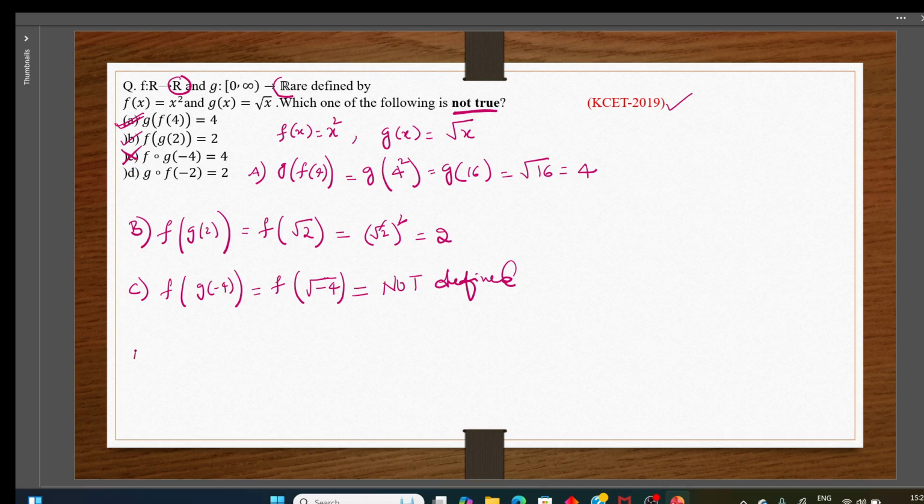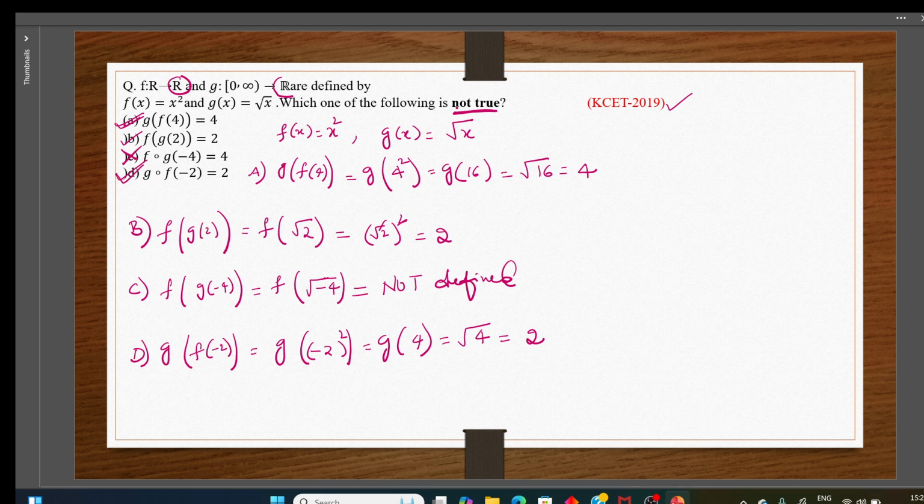Now check option D also. What is G here? G of f of minus 2. Observe here f of x is equals to x square, so minus 2 square. So G of that square value 4. Now check G function. G of x is equals to root x. So root 4 is equals to 2. So this option also correct.